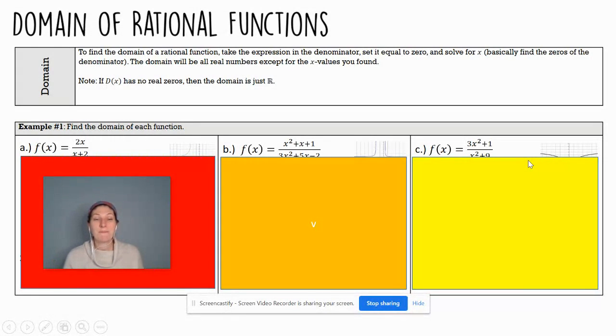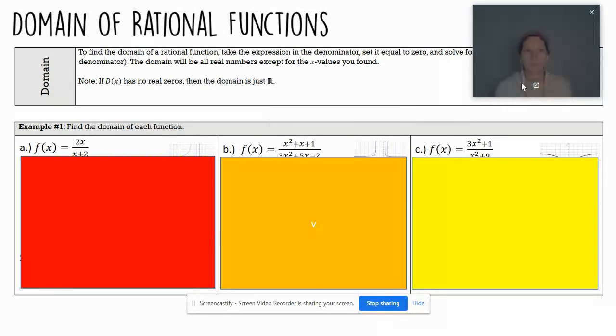All right, so up first is the domain of rational functions. To find the domain, you set the denominator equal to 0 and solve. And those values that you find for x are what x cannot be. And here's a special note. If your denominator doesn't have any real zeros, so maybe it has imaginary zeros, it means that your domain is going to be all real numbers. So you might want to highlight that. We'll see one of those cases today.